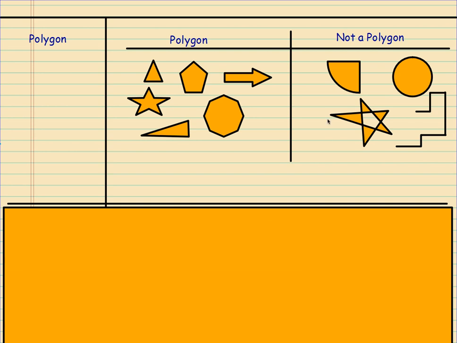Now, you might also have noticed that polygons have straight sides. They can't have rounded edges like the circle here and this shape over here. There's one more thing. Polygons can't have their sides overlapping like the star over here. This side overlaps with other sides and that won't work. So our definition for polygon is a closed figure formed by three or more line segments that do not cross. And these line segments mean that they are straight line segments, not rounded, straight.